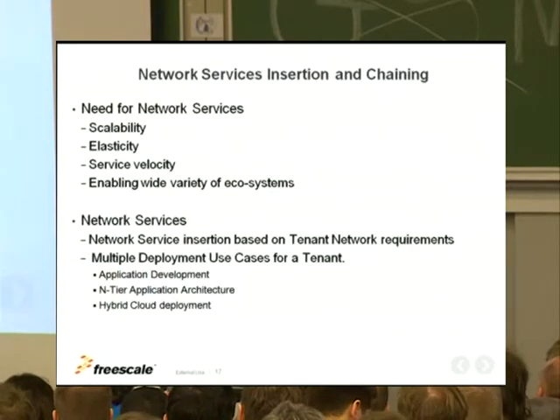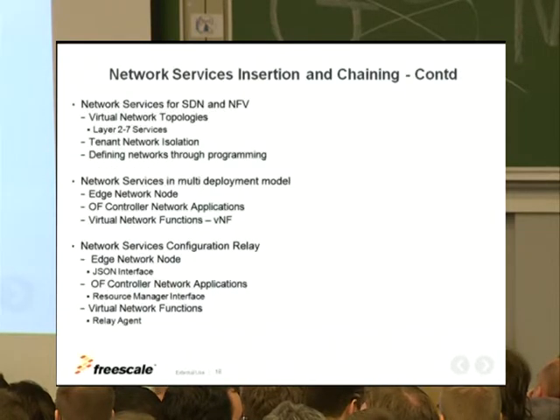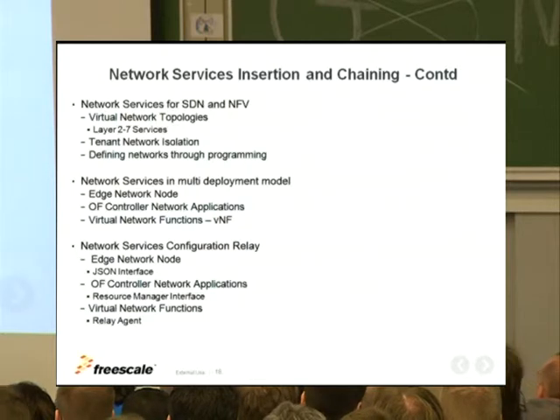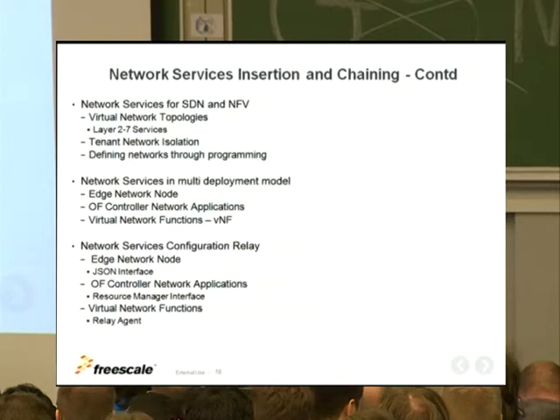So we have the network service insertion and chaining. I think I've gone through this. So we have the virtual network topologies, the layer 2 and layer 7 networks, the tenant network isolation, like how do we create the isolation of traffic between different tenants in the cloud deployment, and defining the networks through programming.